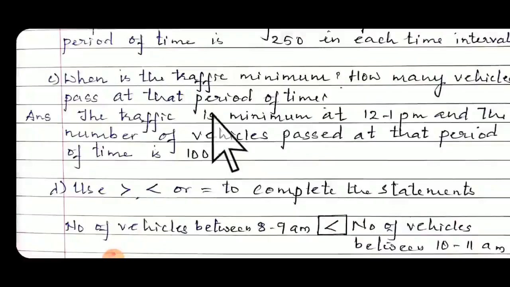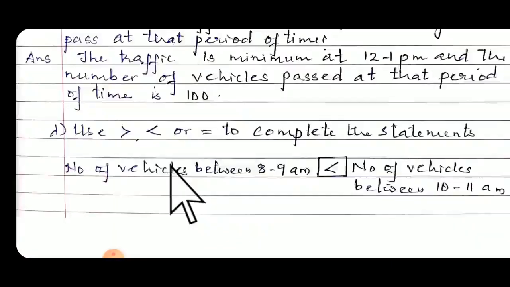Then C. When is the traffic minimum? Minimum means very less. How many vehicles pass? That you have to tell, and at what time. The traffic is minimum between 12 to 1 pm and the number of vehicles passed at that period is only 100.